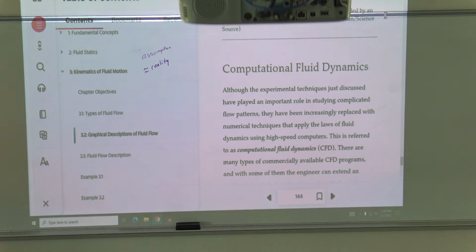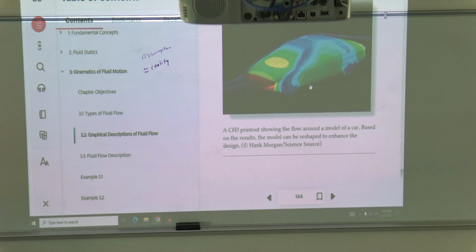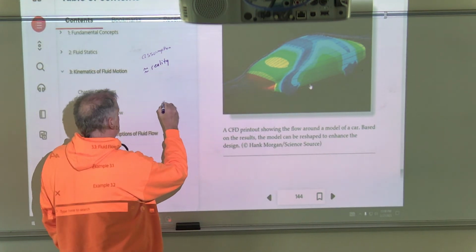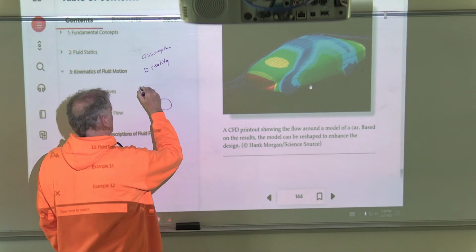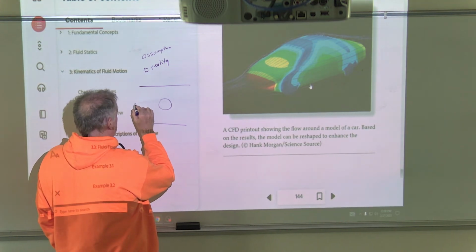Computational fluid dynamics, that's what I was referring to earlier, is where you actually put a grid around the thing and calculate it. In other words, that's too hard for me to draw to make the point, but let's say you have a circle, a cylinder going through here. There's 2 or 3 types of grids.